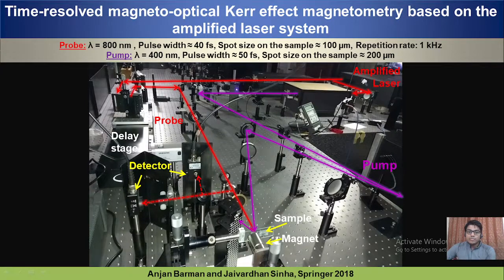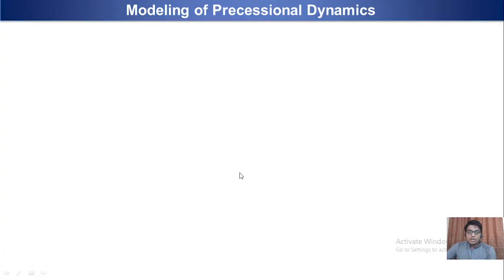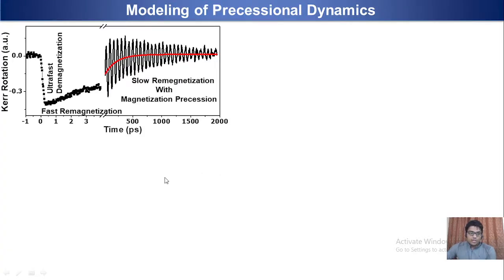Here the red beams are the probe beams and the violet beams are the pump beams. And usually the TR-MOKE data contains three regions. First region is the ultrafast demagnetization region, the second region is the fast remagnetization region, and the third region is the slow remagnetization with magnetization precession. We will mainly concentrate on the third region.